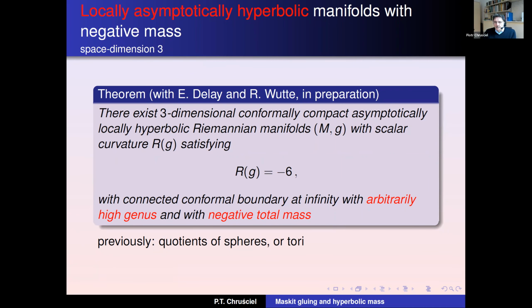Now, these solutions have arbitrarily high genus at infinity. Such solutions were known with a toroidal boundary or quotients of the sphere, but not with higher genus. This is three-dimensional, and I have no idea how to generalize our construction to higher dimensions. This uses very strongly the fact that the boundary manifold is two-dimensional, and on a two-dimensional manifold you have the uniformization theorem, which tells you that the only information is the scalar curvature, and locally it's conformally flat, and we're using this all the time.